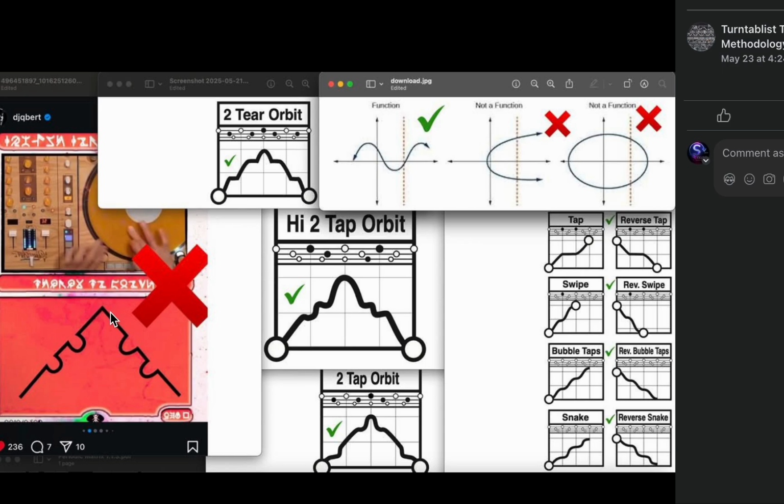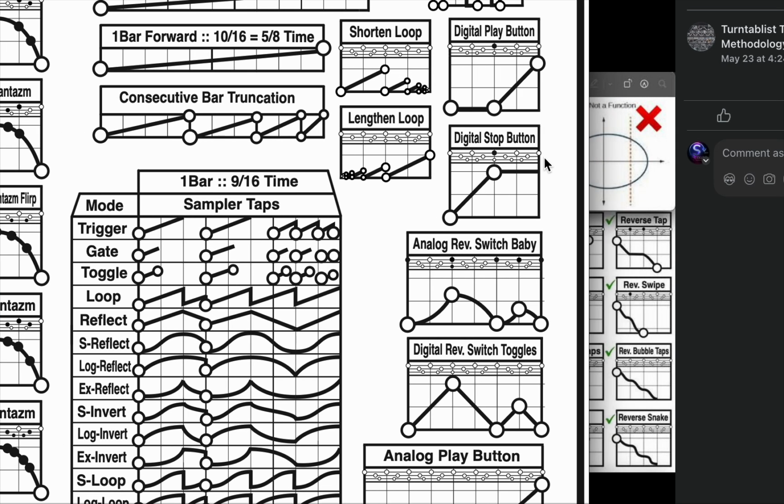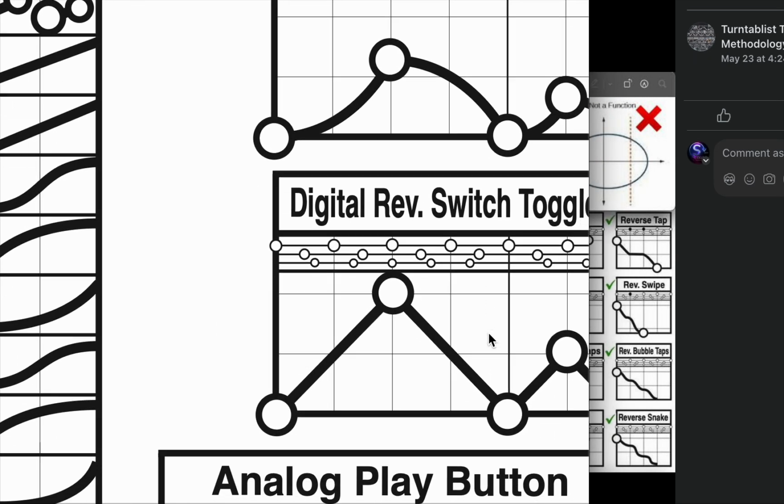You see right here at the top how it's like a pyramid where the scratch is going forward, and then he has two kind of swipes in there, and then it changes direction instantaneously. That's not possible in nature. That's actually what we would call a digital reverse switch toggle.